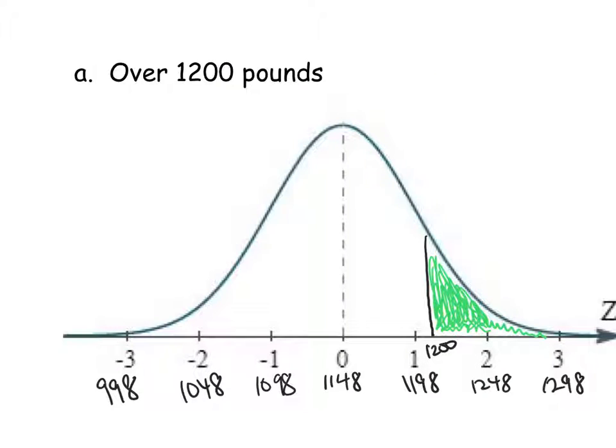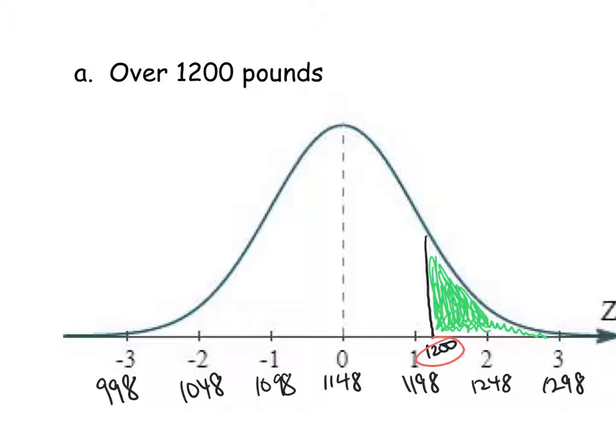Okay, we're going to go back to our problem where we're trying to find the percentage of steers that weigh over 1,200 pounds. And so we're back to our normal curve with our shading to the right of 1,200. And so what I need to do is convert this 1,200 here to a z-score so that I can use the table.